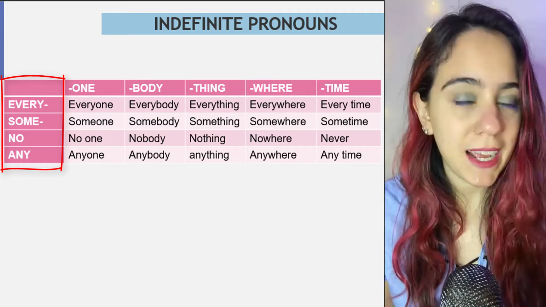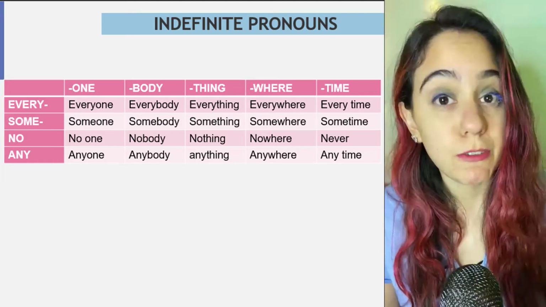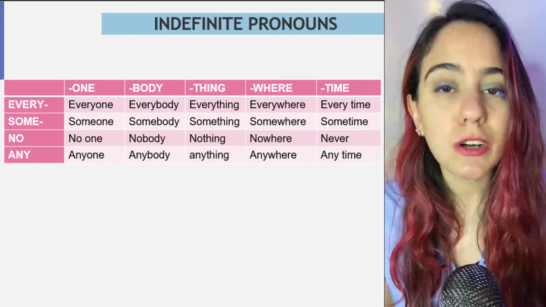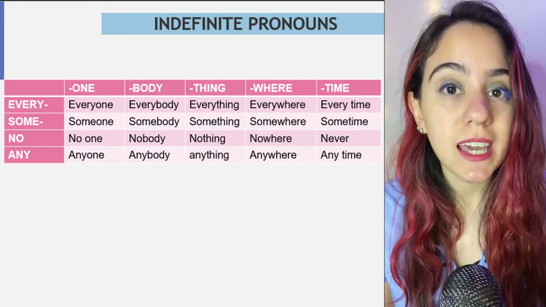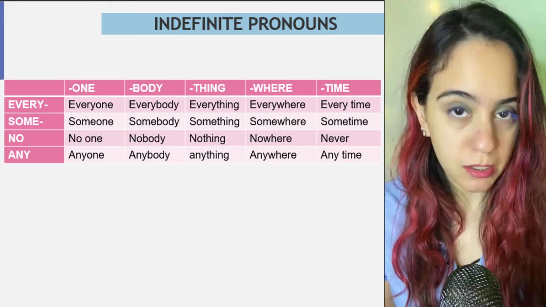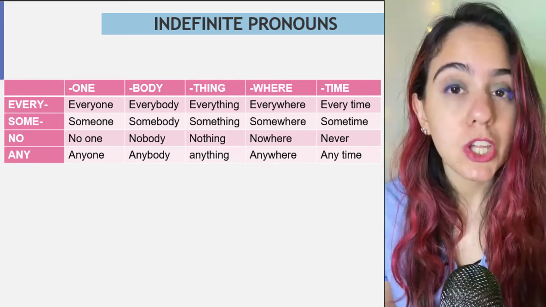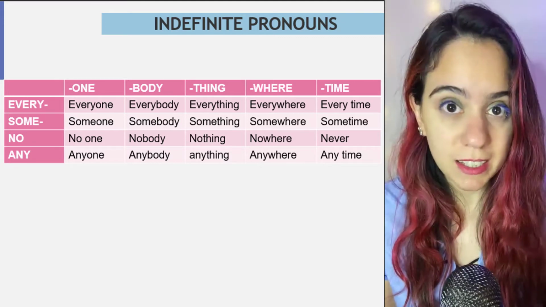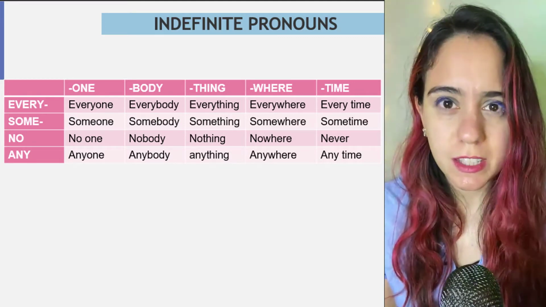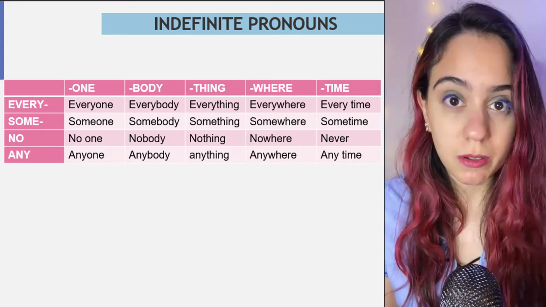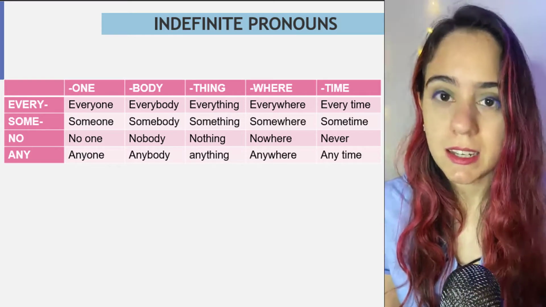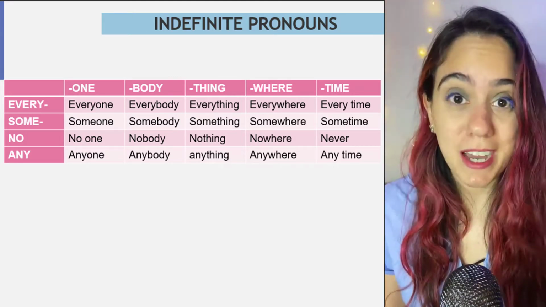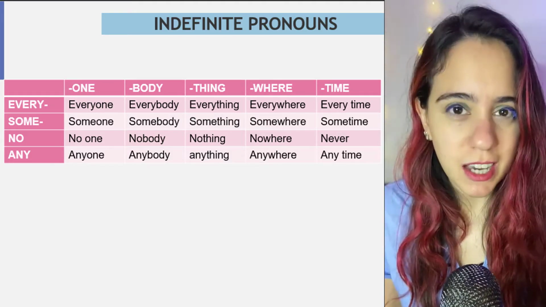Every means 100%. Some means 50-50. No means 0. But any is only used in negative and interrogative questions. Remember that we do not use no for negative because in English a negative and a negative means a positive. So if I say, for example, I don't know nothing, no sé nada, what I actually mean is that I know everything, because if I do not know nothing, in fact, I know everything.